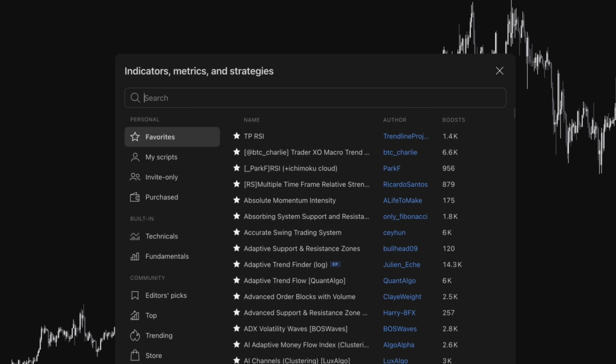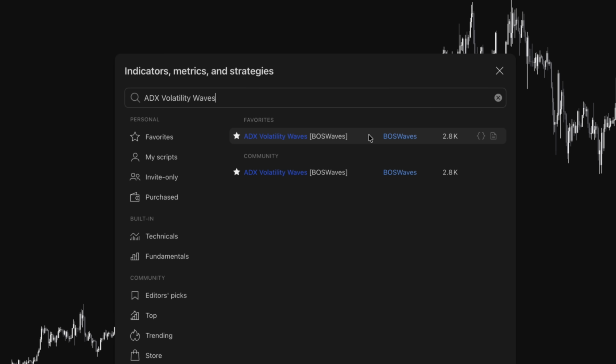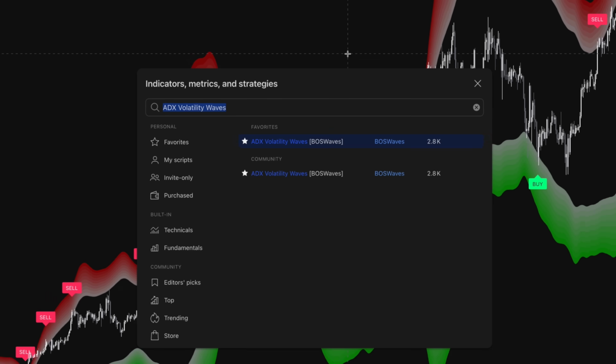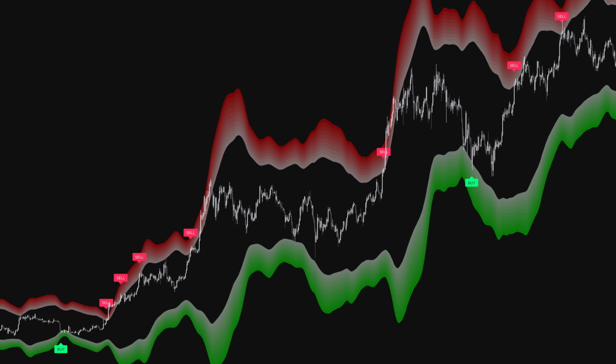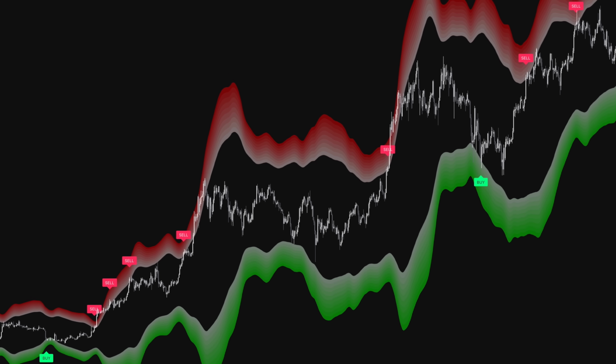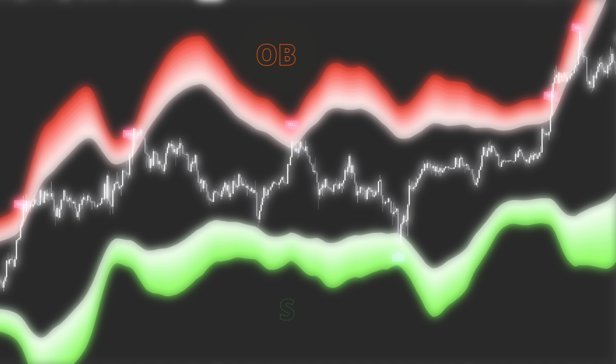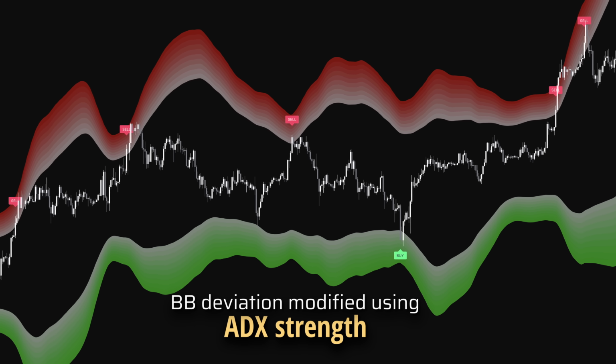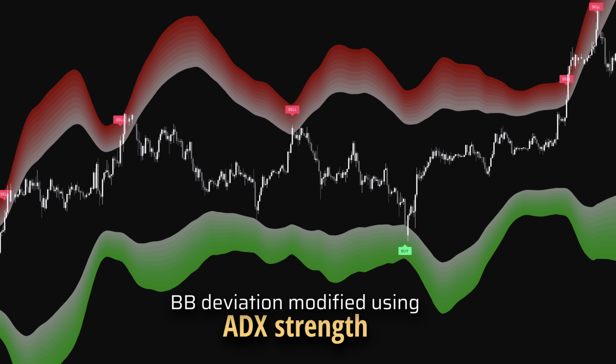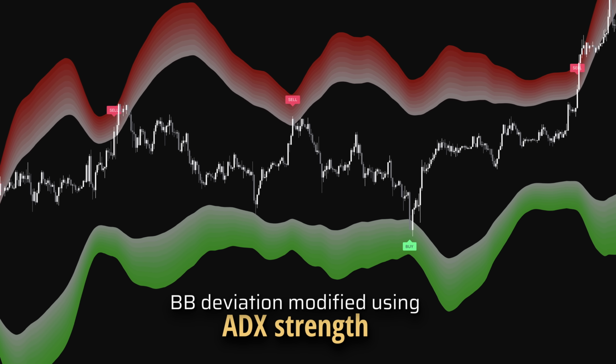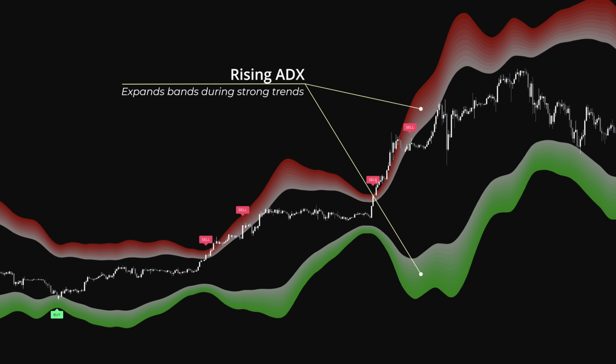ADX Volatility Waves. Created by BOS Waves, this Pine Script indicator fuses ADX trend strength measurements with Bollinger Bands to generate dynamic volatility zones that adapt based on directional momentum. It positions gradient-colored overbought and oversold regions outside traditional Bollinger Bands, with zone width responding to ADX values. The core mechanism calculates standard Bollinger Bands, then applies an ADX-based adjustment factor to the deviation component. When ADX rises, the multiplier expands bands to account for increased volatility during strong trends.